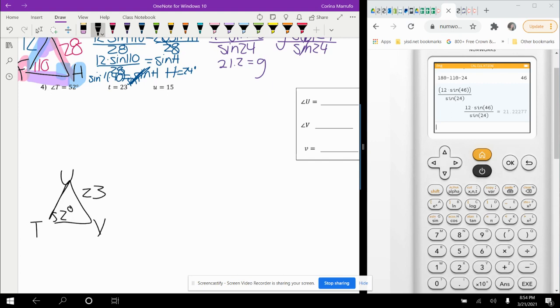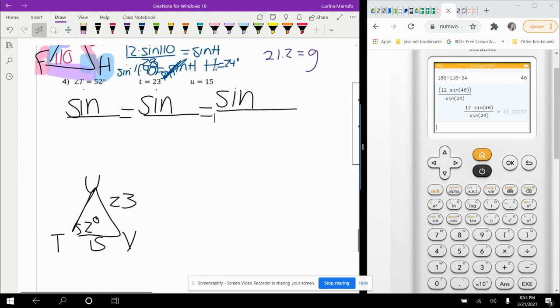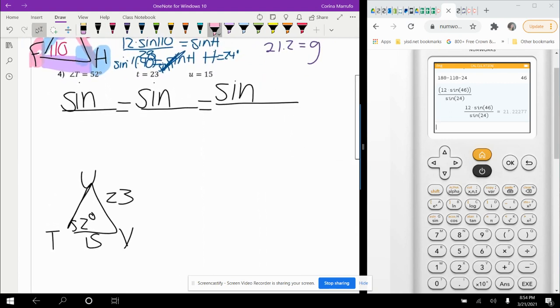They give us little u, which is 15, and then that's all they give us. So I'm going to go ahead and write my sine 3 times. So 1, 2, and 3 equals. I'm just setting all of this up. T is the first letter, so here I have sine of big T. Big T is 52 and little t is 23.